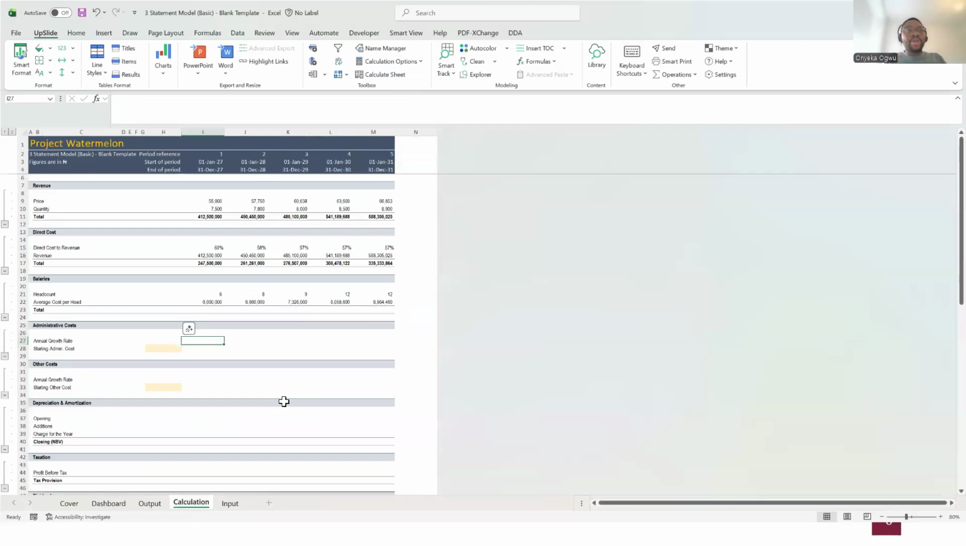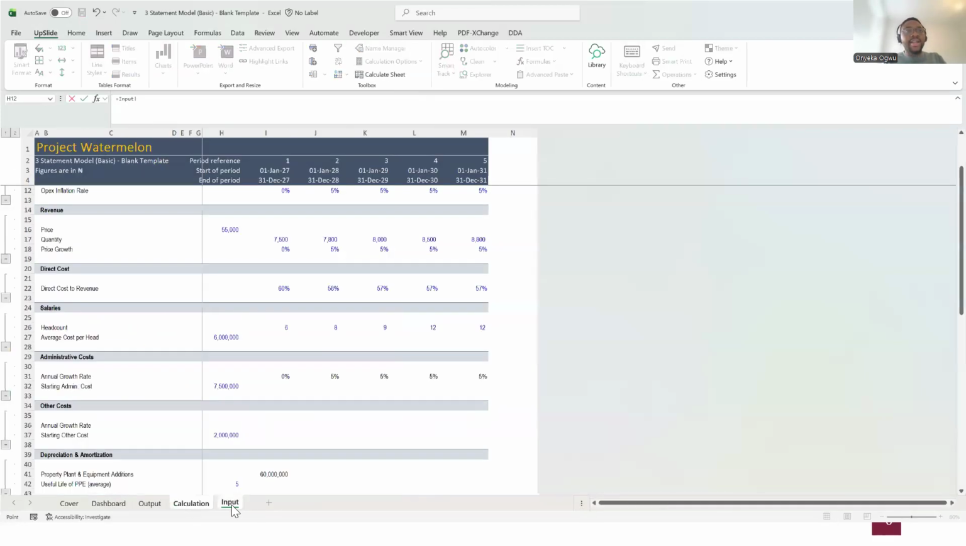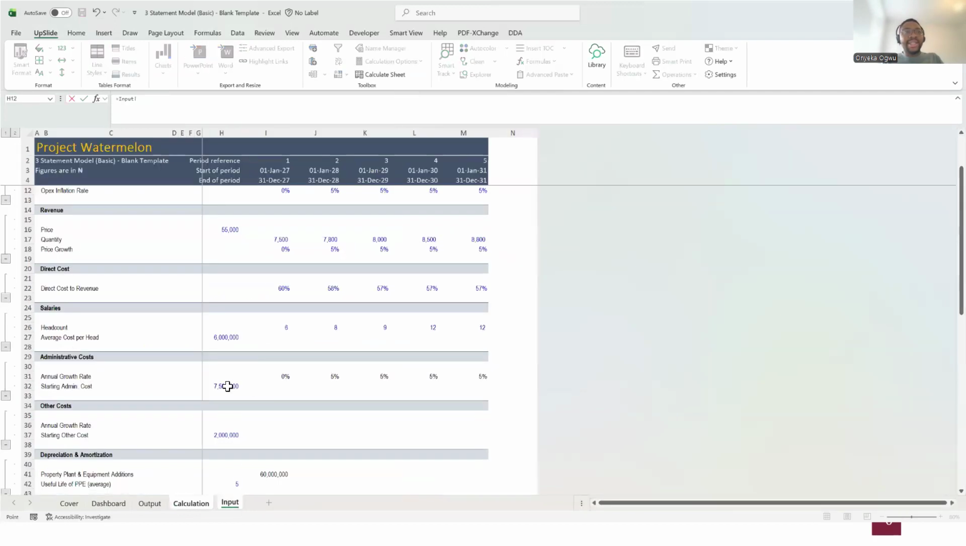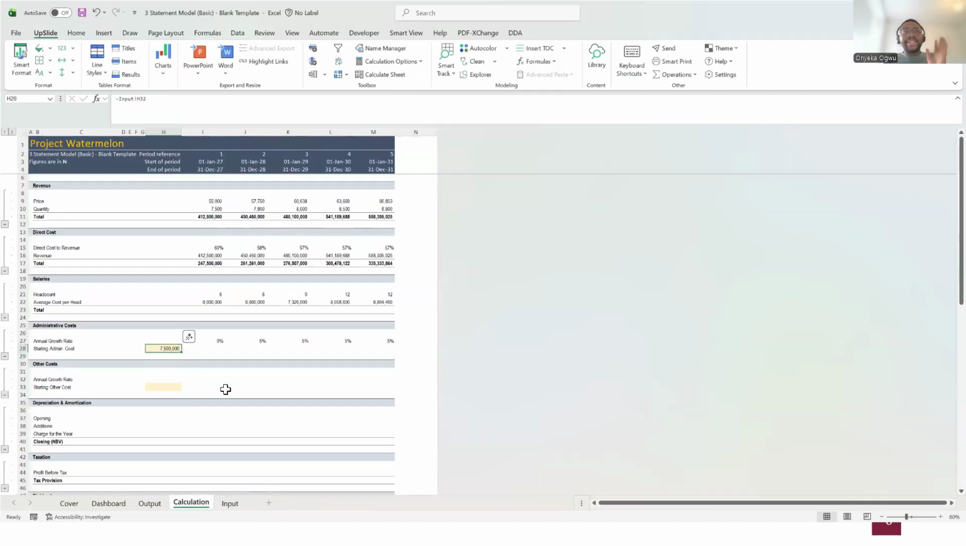So administrative cost for year one, we have it here. That's zero, and this is our administrative cost, right? Now we know how to calculate our administrative cost. For year zero, our administrative cost is this 7.5 million, right? For year one, it will increase by 0%, but year two, it will increase by 5%, for year three by 5%, for year four by 5%, for year six by 5%.